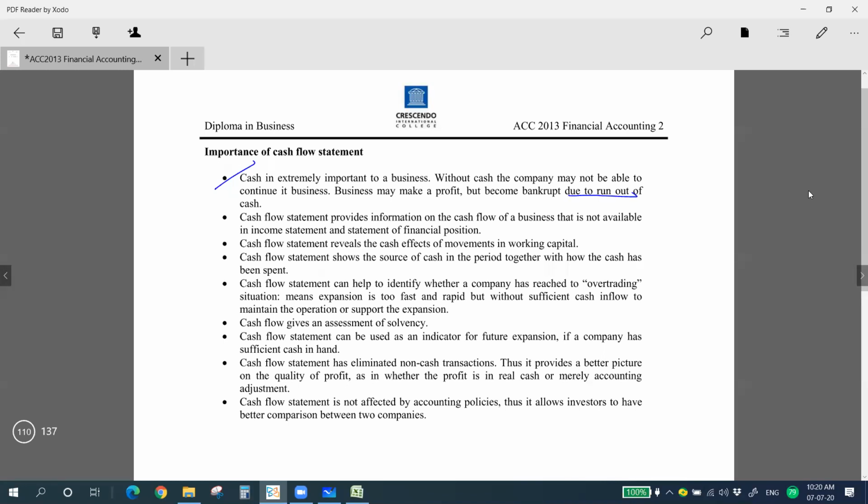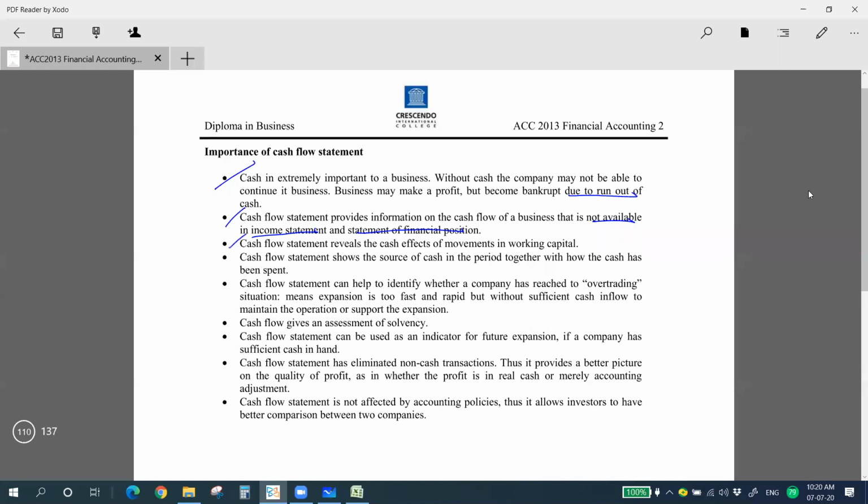Cash flow statement provides information on the cash flow of the company that is not available in the income statement and statement of financial position. Because your statement of financial position will only show you the balance amount. So you will not know how the company uses their cash in the business. So cash flow statement is important.